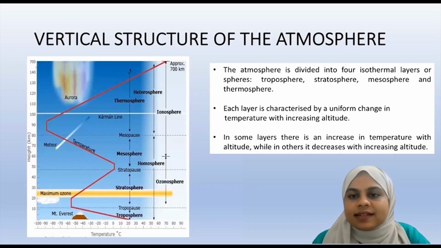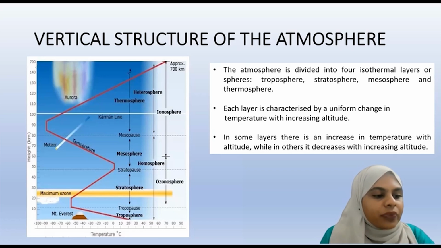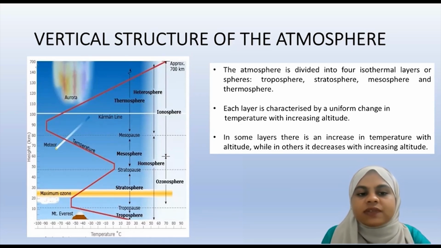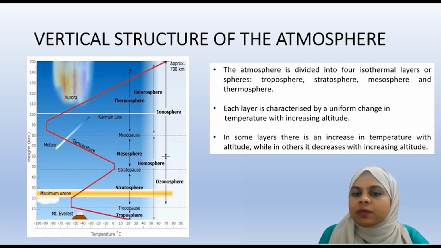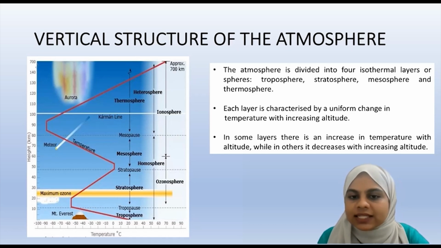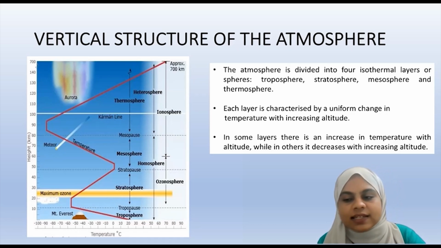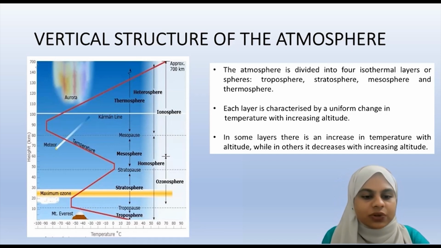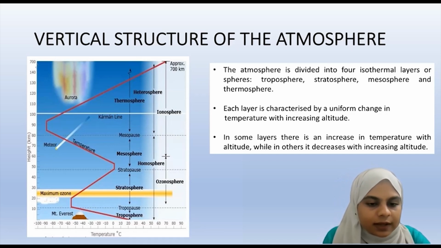Next, vertical structure of the atmosphere. So, let's start by looking at this figure. In this figure, we have 5 layers: troposphere, stratosphere, mesosphere, thermosphere, and the exosphere. The atmosphere is divided into 4 layers or spheres: troposphere, stratosphere, mesosphere, and thermosphere, and also the exosphere. Each layer is characterized by a uniform change in temperature with increasing altitude. In some layers, temperature increases with altitude, while in others, it decreases with increasing altitude. Please look at this figure.